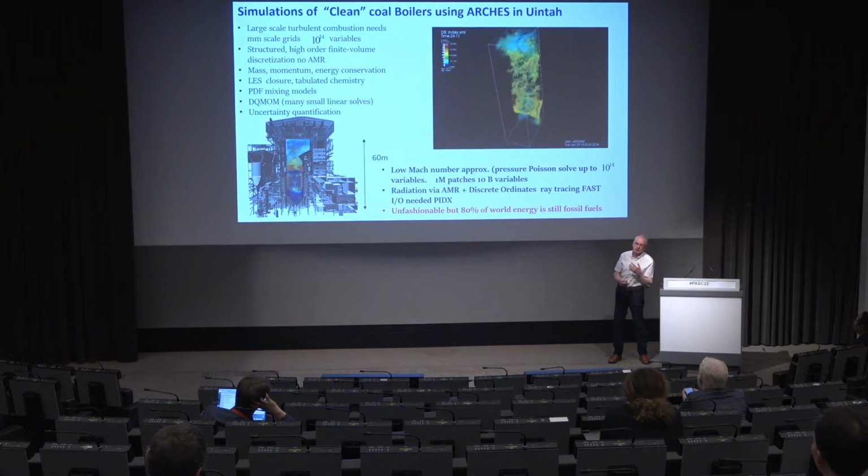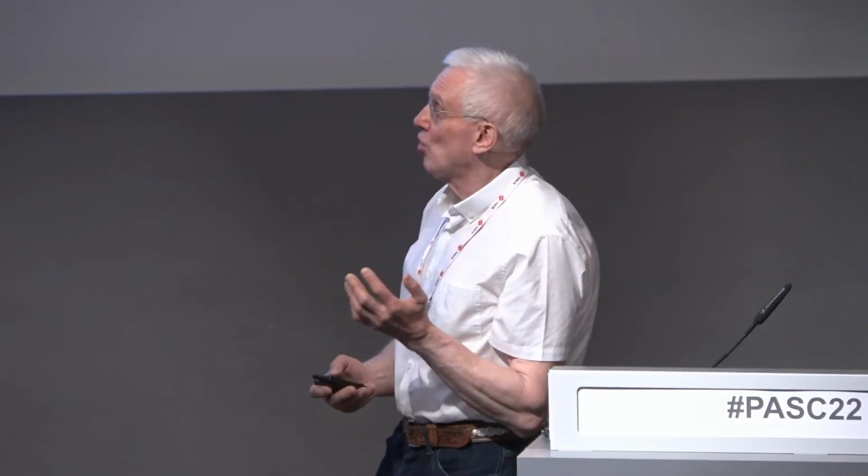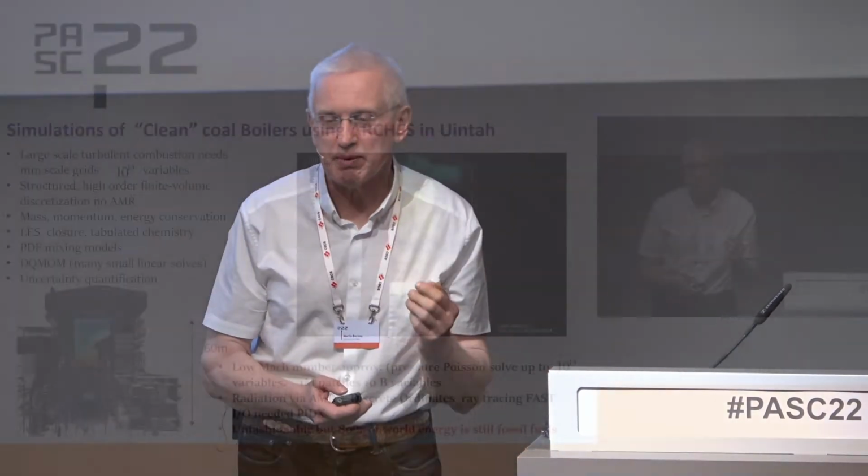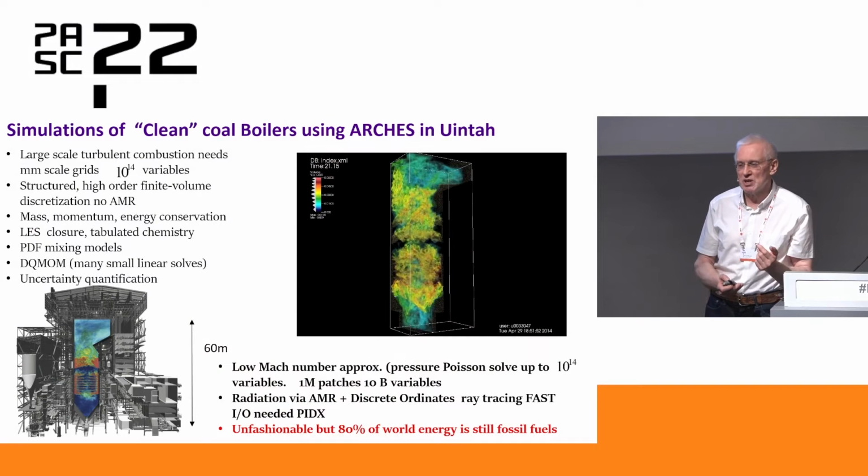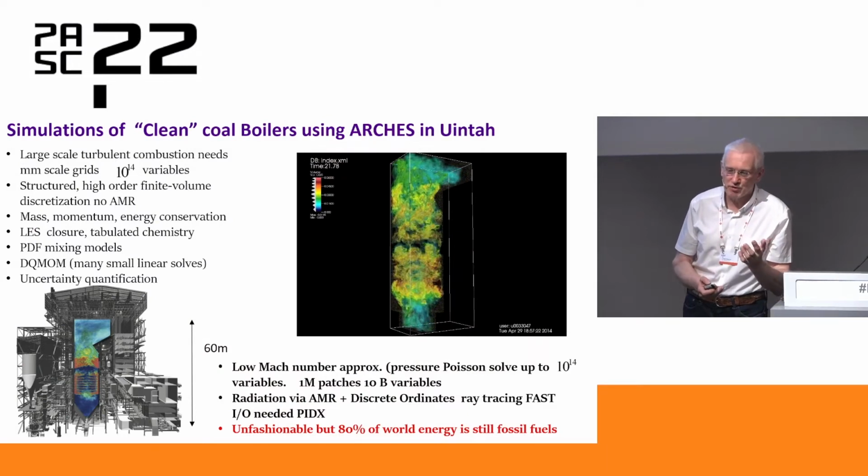So there's a need to make sure that if we do use these techniques, like coal for example, it's done in a much more efficient way as much as possible, because some countries are not moving away from that as quickly as we would like. So anyway, we worked for a while on combustion modeling, and what we're doing is turbulent combustion, as you can see, in a clean coal boiler, which is 60 meters tall, about 10 by 20 meters across at the base. And so this is a natural exascale problem, 10 to the 14 variables.